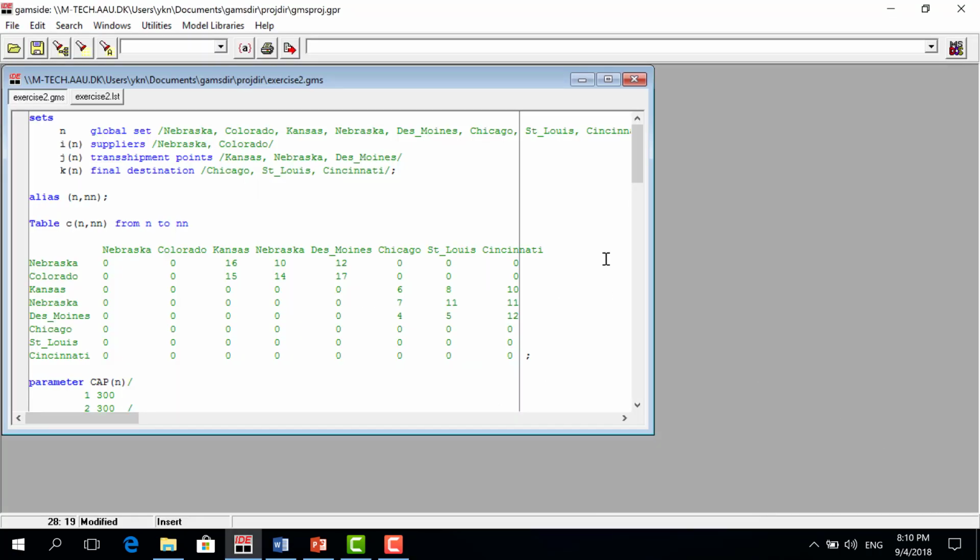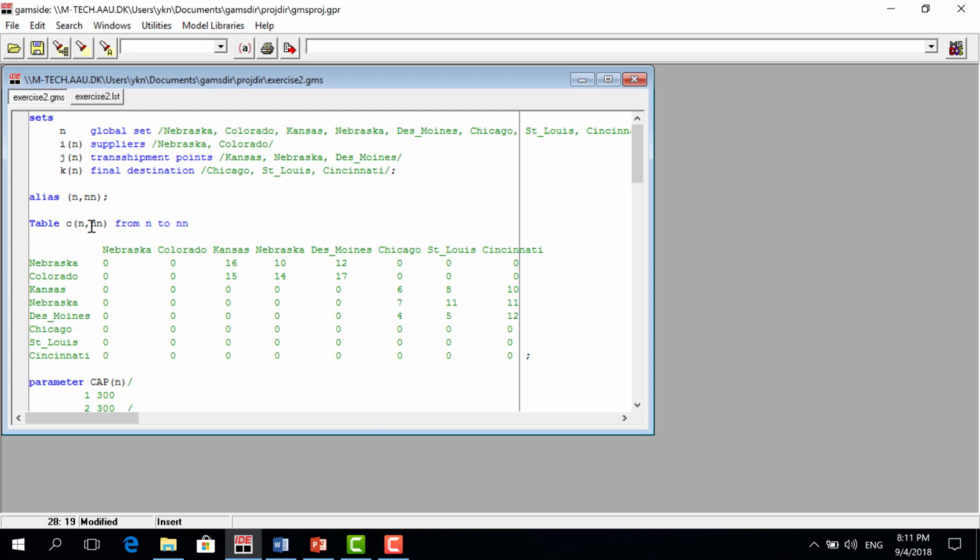Okay, now I have composed the table that represents the travel cost from node n to node nm. Here n and nm represent the nodes I, J, or K. So we try to generalize the sets I, J, and K so that they can be represented by set M here using an alias.